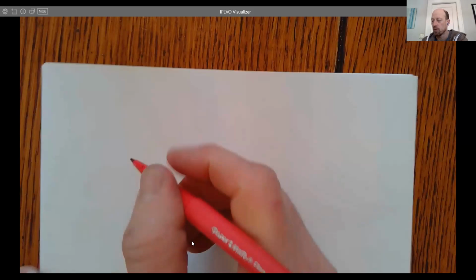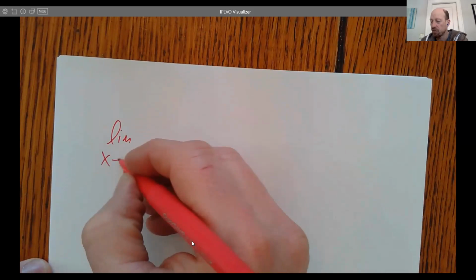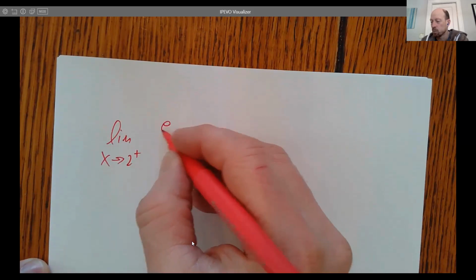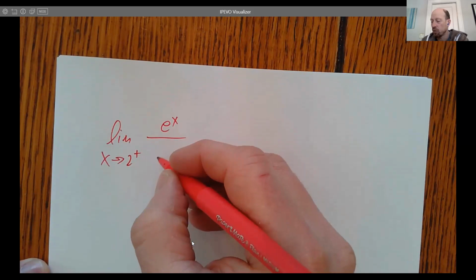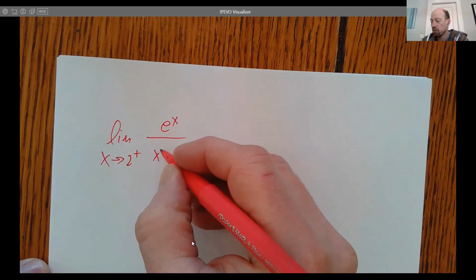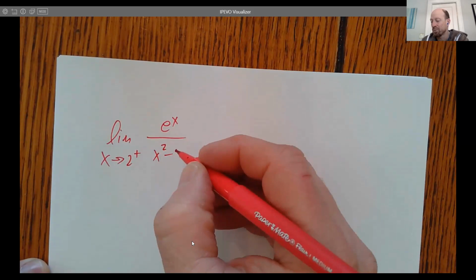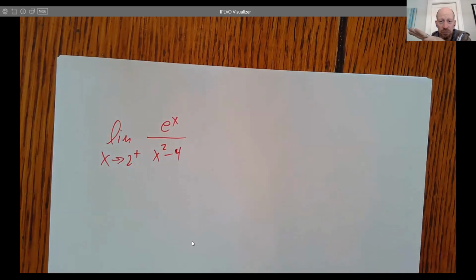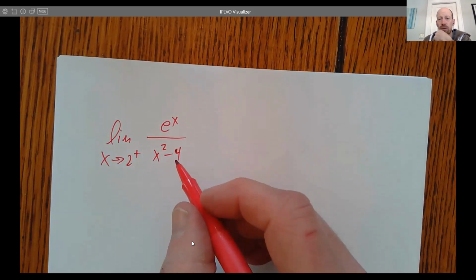So I give you the limit as x goes to 2 from the right of e to the x over x squared minus 4. It's not a derivative. It's just the limit. What's happening to this function as x goes to 2 from the right?